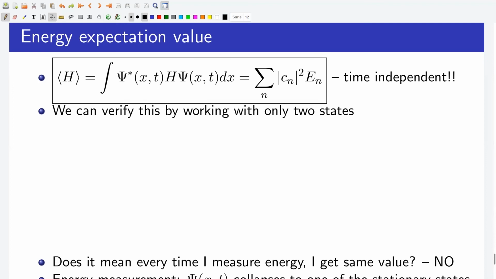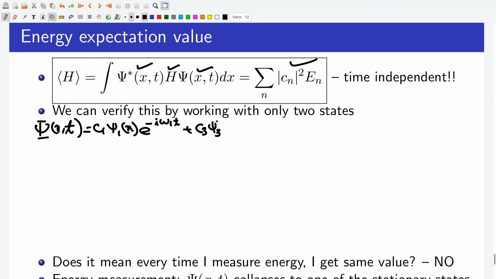Let us calculate the energy expectation value, which is given by the integral of psi star, the Hamiltonian operator, psi dx, and you have to calculate the integral. Let us prove that this is time independent. So we just work with only two states and write psi(x,t) as C1 psi 1 of x e power minus i omega 1 t plus C3 psi 3 of x e power minus i omega 3 t.